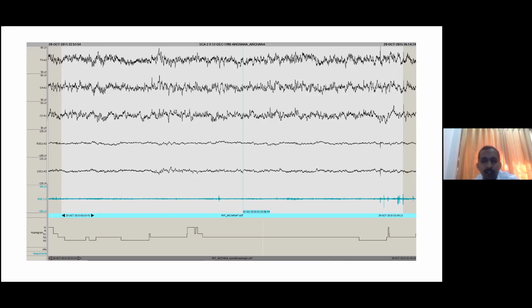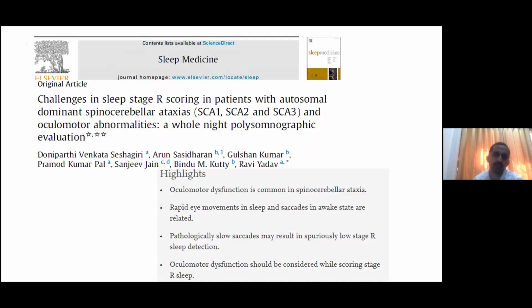You have to be very careful in going through this recording twice, thrice. You have to check, before going on to each patient, whether the sleep spindle is there or not. We have explained another similar challenge in detail in one paper.